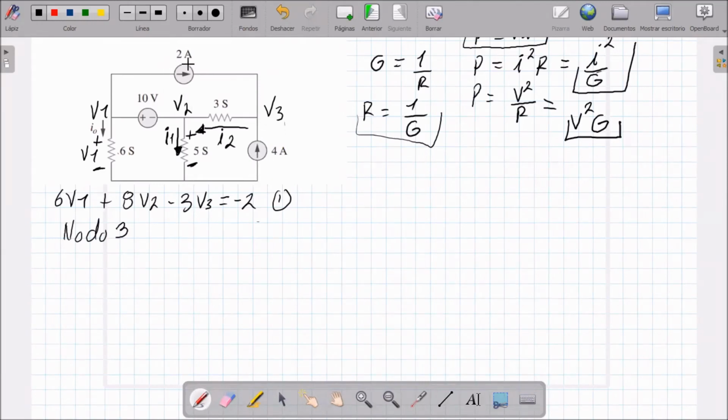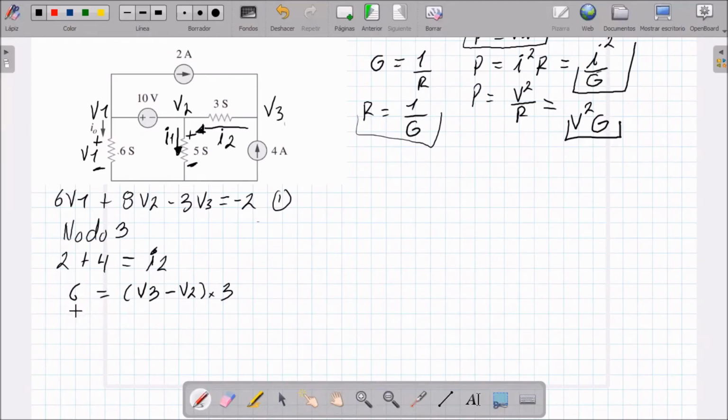Let's observe that there are two currents that enter, the one of 2 amperes and the one of 4 amperes, which is 2 amperes plus 4 amperes. That will be equal to the current that comes out, which is I2. Well, now this is going to be equal to 2 plus 4. That would be 6 amperes equal to current I2. The current I2 is going to be V3 minus V2, which multiplies the 3 siemens.